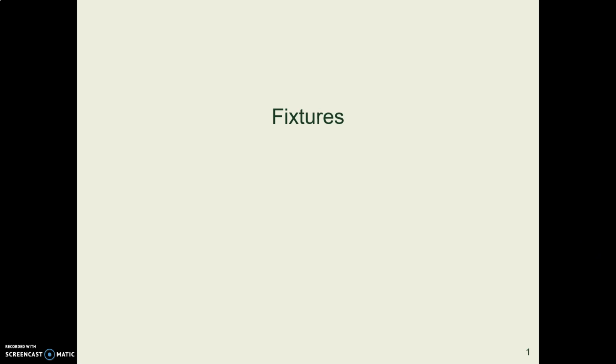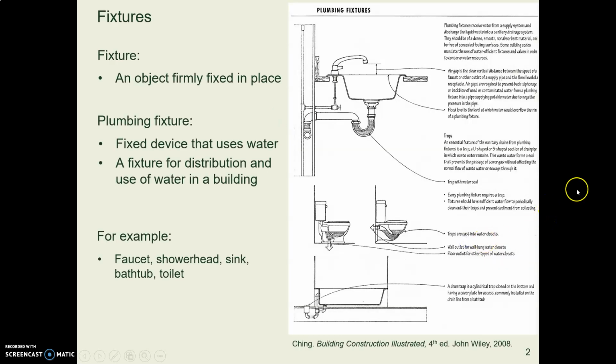Now let's talk about two kinds of material that we use in our plumbing systems, fixtures and pipes. First, fixtures. A fixture is something that is fixed in place. That means it doesn't move. So you could have a light fixture, for example.